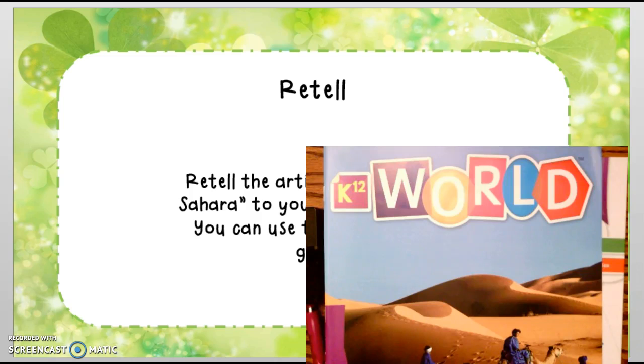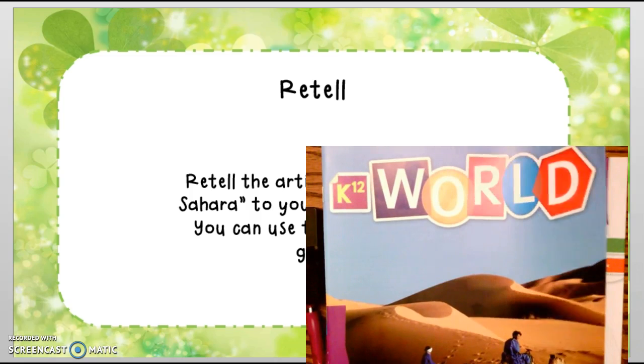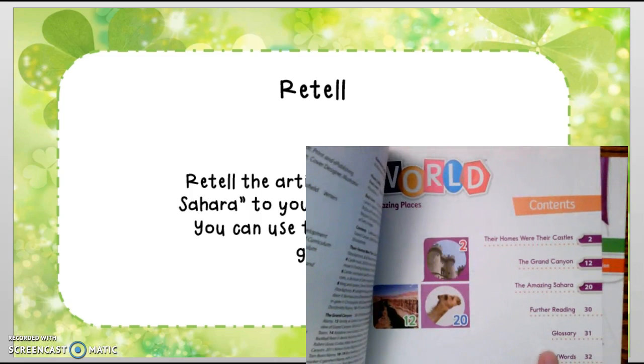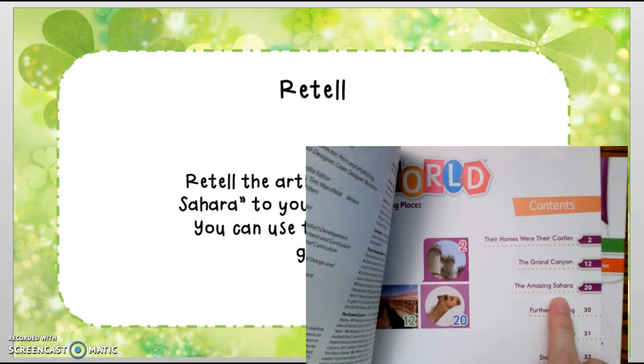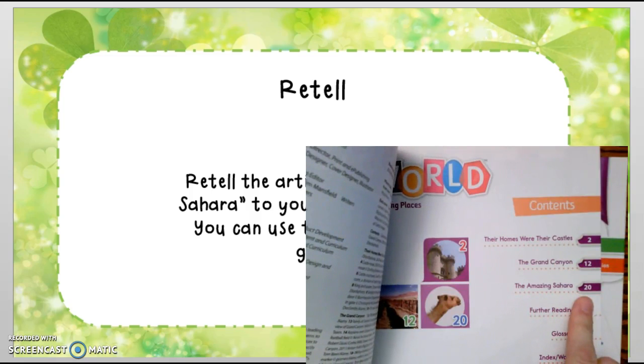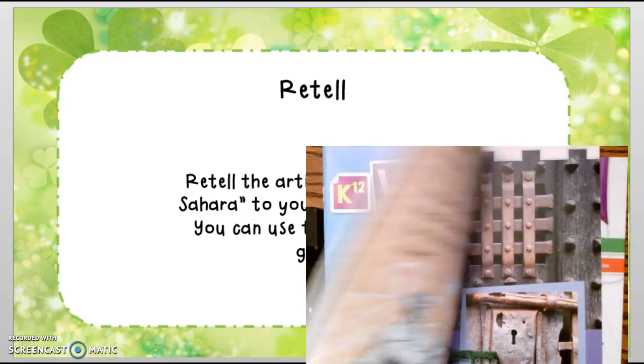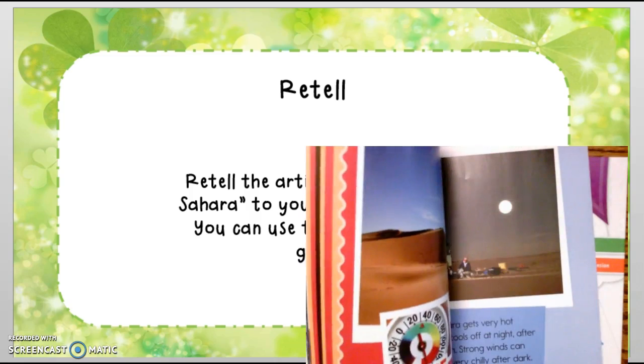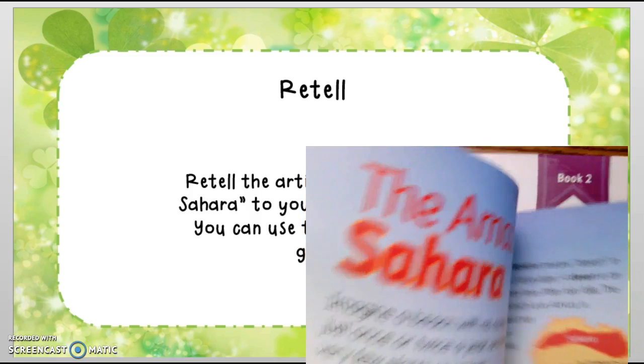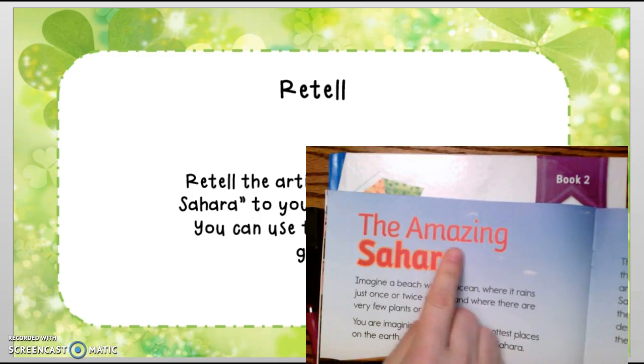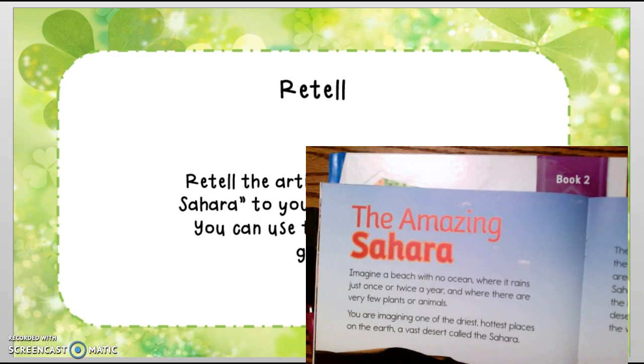I would like for you to get out your K-12 World Amazing Places. And if you open up the cover, you will see our table of contents, and we will be working with the Amazing Sahara on page 20. So please turn to that article in the magazine. The title is The Amazing Sahara. Now, if you will turn to page 22.